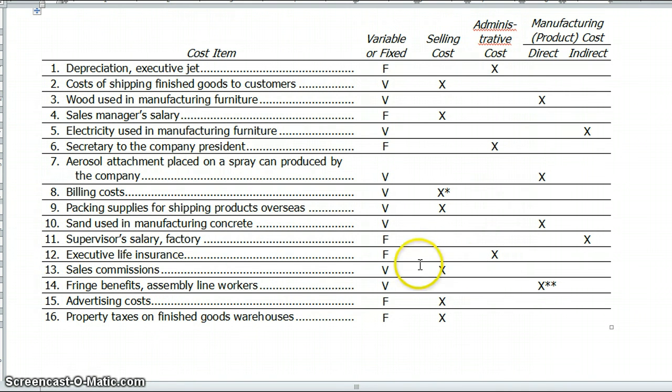Number 12, executive life insurance would be an administrative cost. Once again, dealing with the executive, it would be fixed. Fixed from the standpoint that the annual premium will be a set amount each year. No level of activity is going to change that life insurance premium.